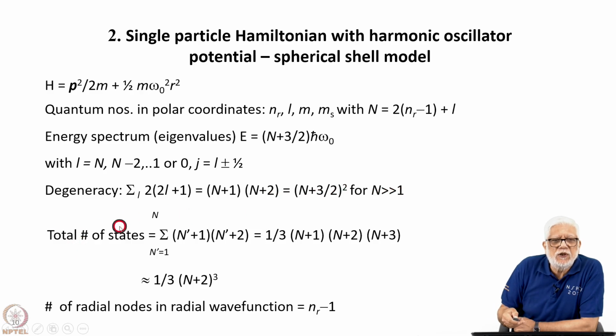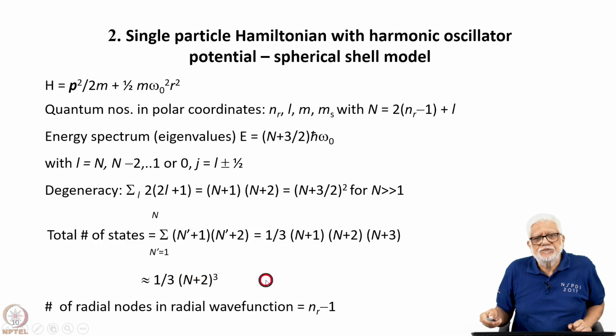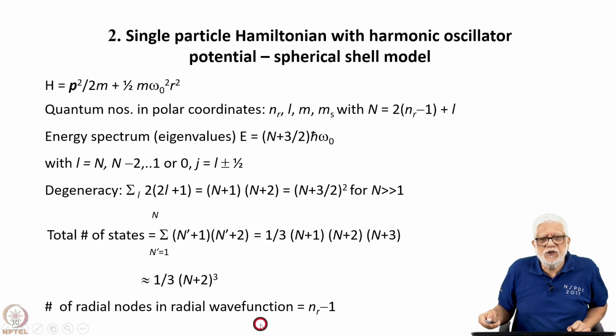So now you can sum up all these states. If you have states in this harmonic oscillator potential populated up to N, then for N prime equal to 1 to a maximum of N, you can sum this and you get a value which is approximately 1/3 of (N plus 2) whole cubed. The number of radial nodes in a radial wave function is just this n_r minus 1.